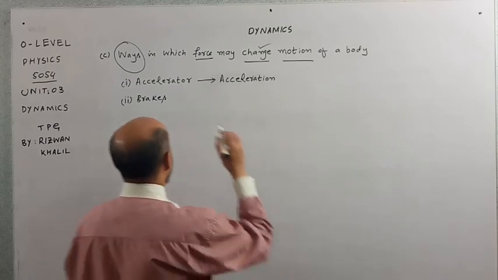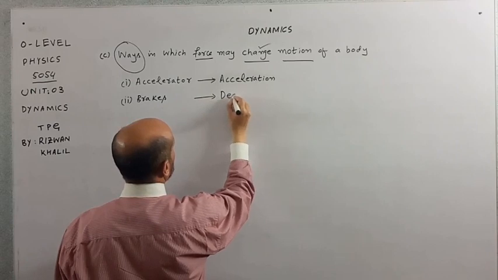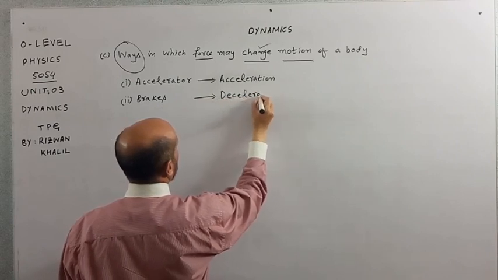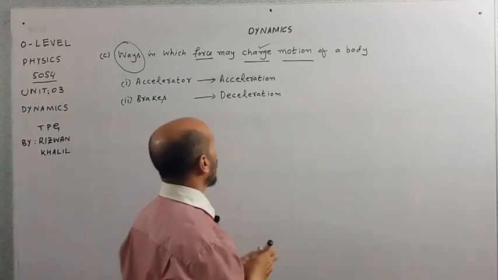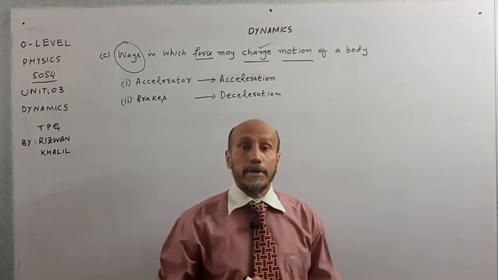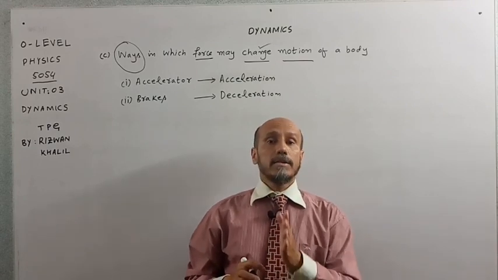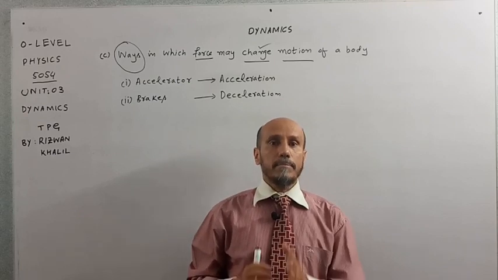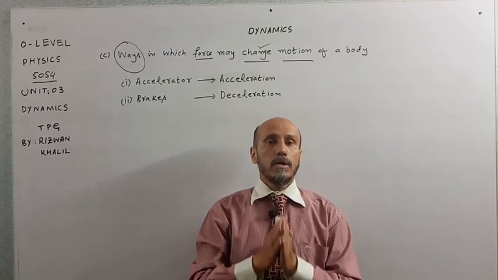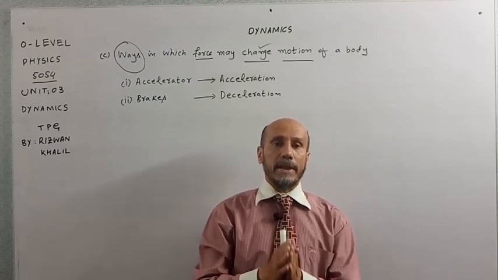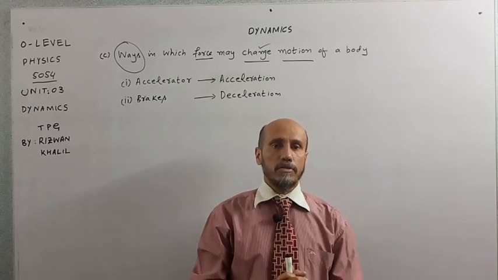So when we apply the brakes, what is being produced in the car? Deceleration. So there are two methods by which we can change the motion of a body. Number one, by pressing the accelerator, and number two, by pressing the brake pedal. Now we will discuss the next learning outcome of this unit.